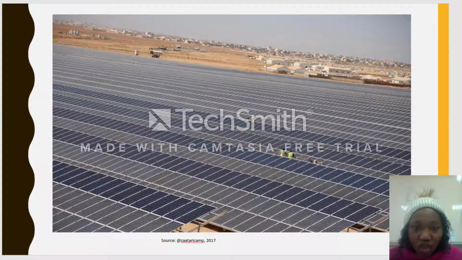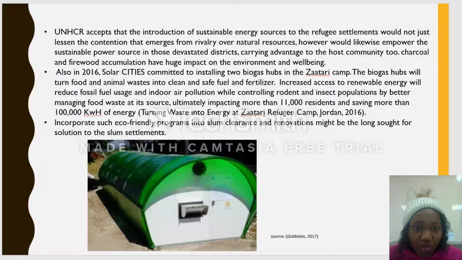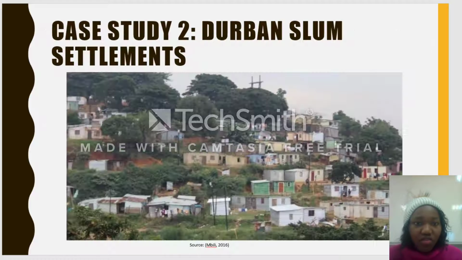This picture shows the PV panels that are located in the refugee camp, and also biogas, which is providing clean fuels from waste, from animal waste and food waste, was also provided in the camp to make cheap and accessible cooking gas available.